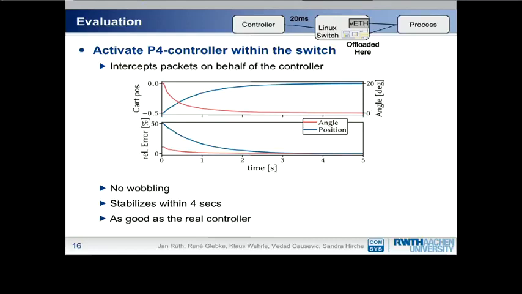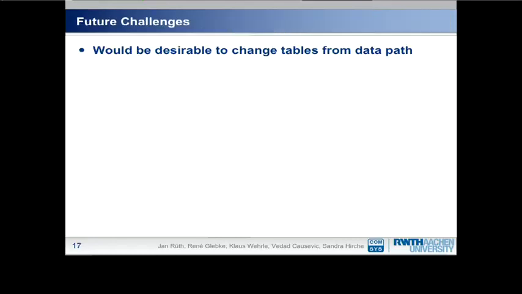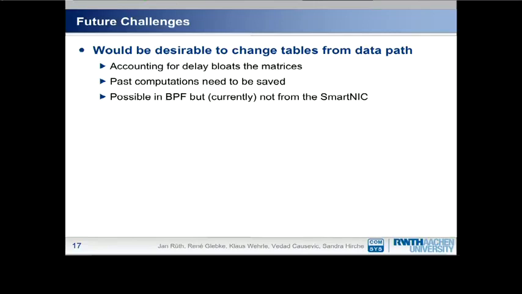Okay, this sounds as if these problems are pretty easily solvable in P4, right? However, there are some cases where all of this breaks. Future challenges are, for example, one would very much desire to change tables from the data path. Because if you would like to account for delay, you bloat all your state spaces and need to save past measurements. So you would need to save your current computation and put it into a table. This is currently not doable with P4. You could do it with BPF, but on our SmartNIC, you can't do it.